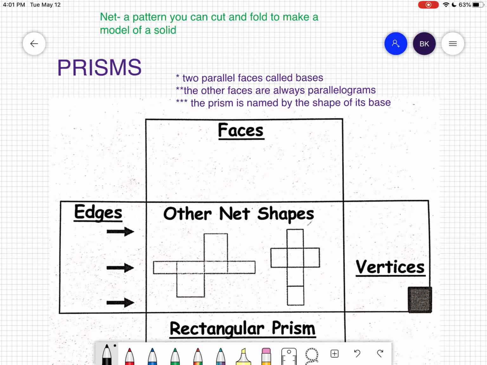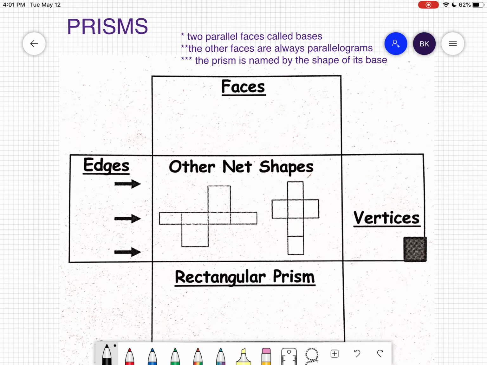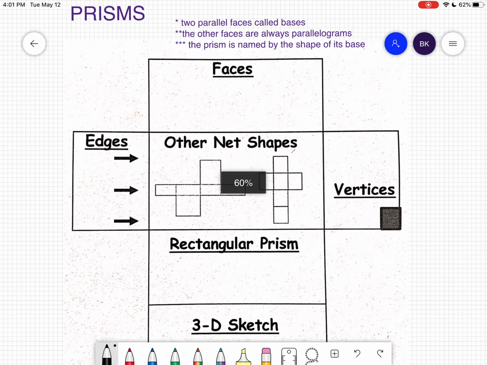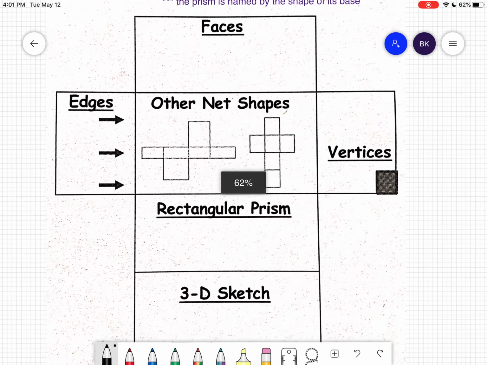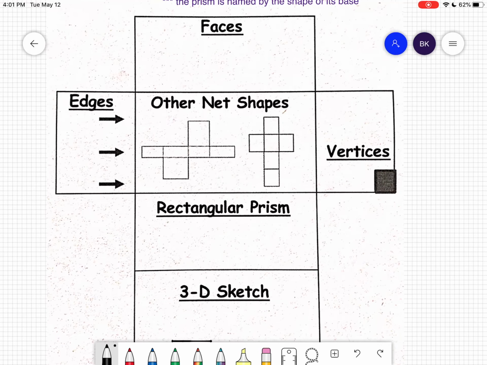Okay, so I'm hoping you printed out the nets that were posted on PDF and cut them out and were able to glue them into your notes. If not, you can simply draw and copy everything else down. So let's take a look. I'm gonna zoom out a little bit so we can see the entire shape. And ladies and gentlemen, this is a rectangular prism.